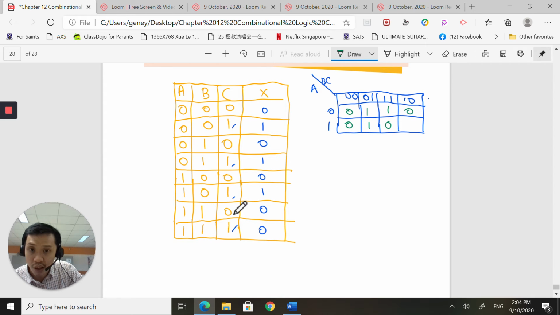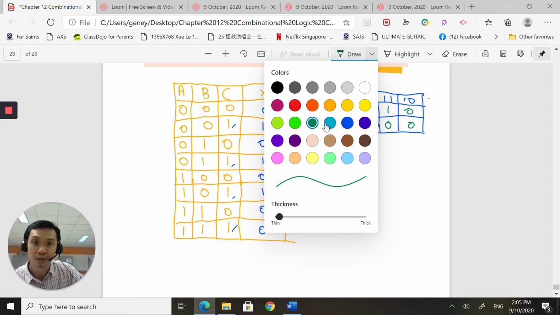Now, I want you to pause the video and come up with the SOP expression right now. Pause the video, do it. Okay, so I hope you didn't cheat. I hope you paused it. And right now I'm going to come up with the loops. All right, so let's use a very nice purple color to draw the loops. So I have one loop here and I have one loop here.